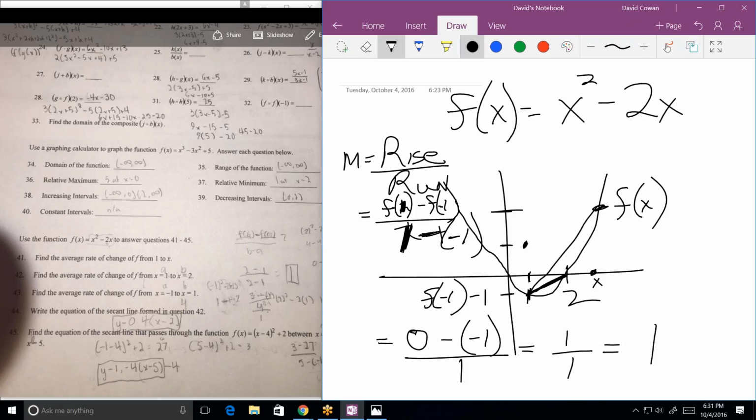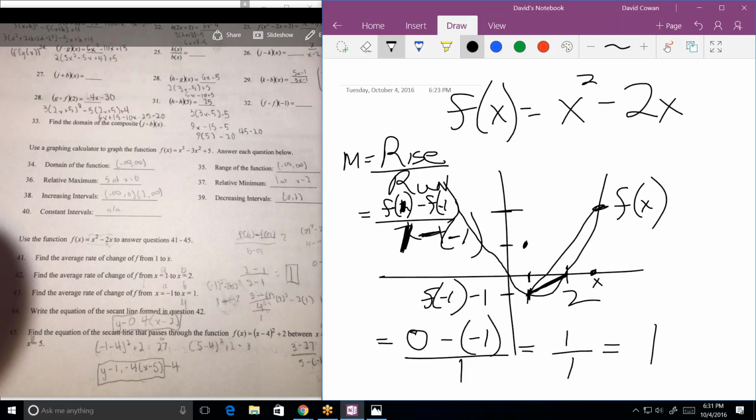So the bigger number goes first. In other words, the second x value goes first. That's why we did f of 2 minus f of 1, all divided by 2 minus 1. And on 43, we're going to do f of 1 minus f of minus 1. That's the rise. And the run is 1 minus a minus 1. So you end up with 2 in the denominator.